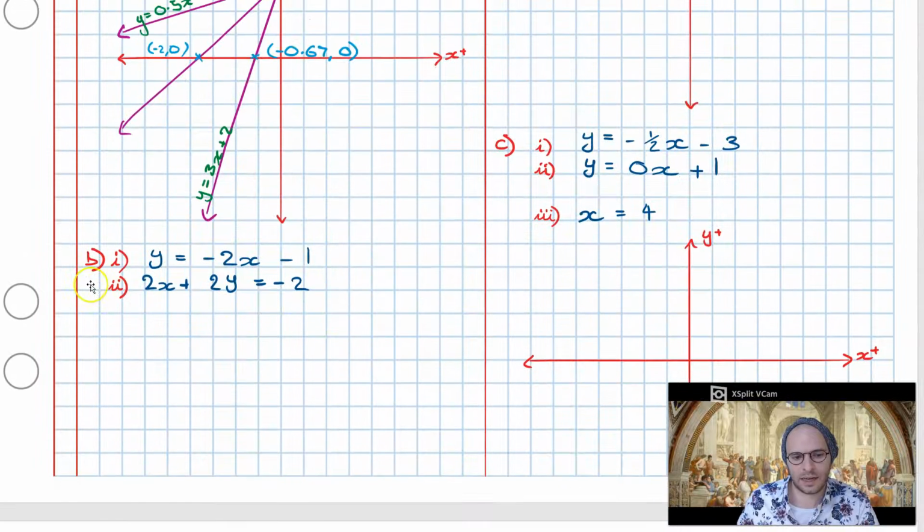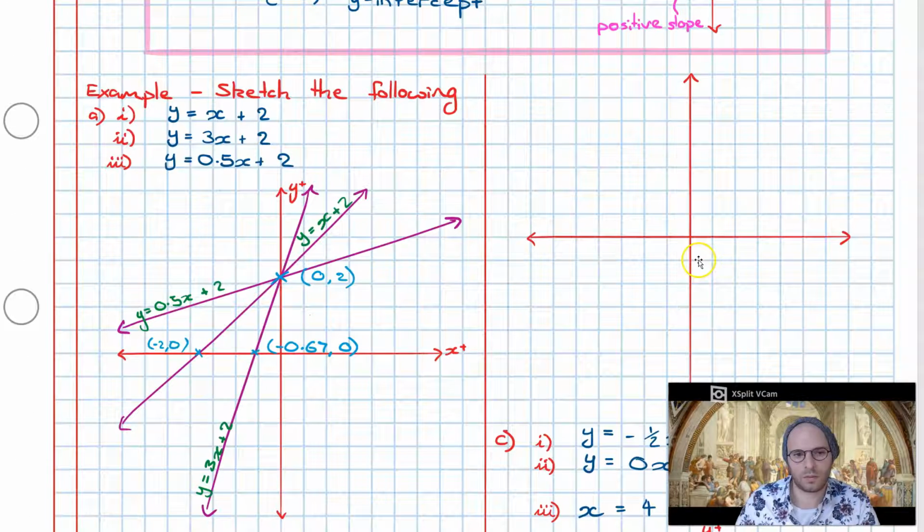Alright, going down we have B. We have y equals -2x minus 1. Sketching this, we first observe the y-intercept, which is at -1. So, on my y-axis, I'm going to locate -1, in which case my axis isn't labeled, so I'll just put a cross through here and say, this is now 0, -1.